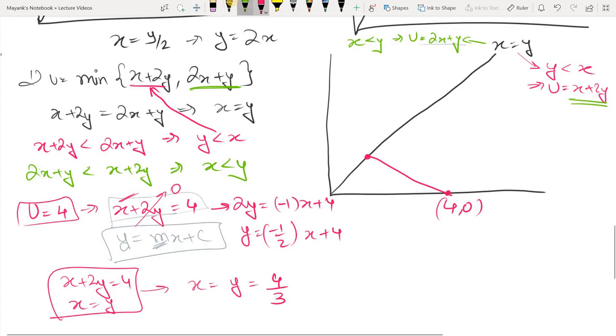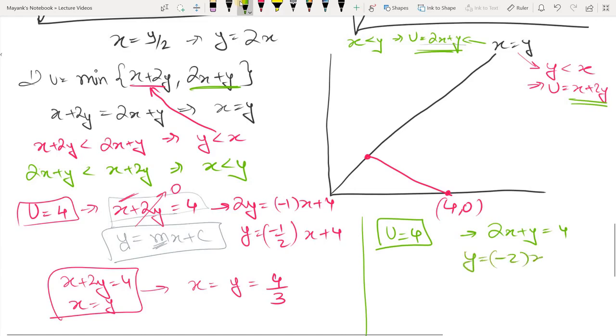Now let's look at the left region where the utility function is 2x plus y. So talking about the left region, if I want to plot utility equals to 4 indifference curve, the equation becomes 2x plus y is equals to 4. Again, I can rearrange this to write y equals to minus 2x plus 4. So the slope becomes minus 2. So this is going to be steeper. Okay, so it's going to be a steeper line.